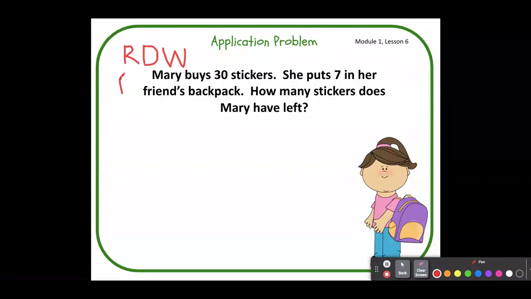Great, now it's time to check your work. First, let's read carefully. Here it says that Mary buys 30 stickers. Let's circle that number because it's important to know. She puts 7 in her friend's backpack. How many stickers does Mary have left? Notice it is using this clue word, left. Usually when you have the word left in a word problem, it means to subtract. So this lets us know that we have to subtract 30 minus 7. That will be our number sentence for this word problem.